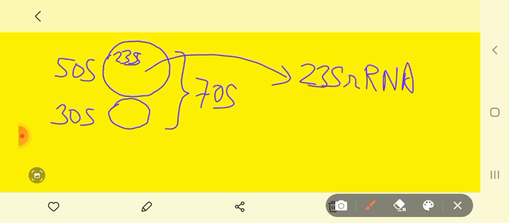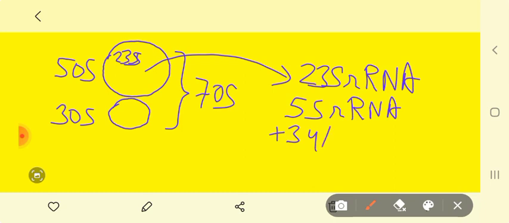The large ribosomal subunit in prokaryotes, that is the 50S, is made up of 23S rRNA. I am writing it here. So it is made up of 23S rRNA, that is ribosomal RNA, and it is also made up of 5S rRNA and about 34 different types of other ribosomal proteins.